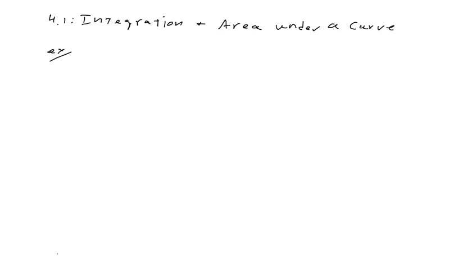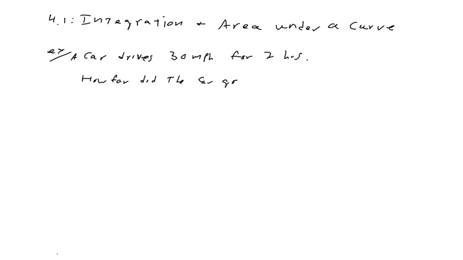Let's say that you have a car. The car drives 30 miles per hour for 2 hours. This is an example of a situation, a description of some real life scenario. My question is, how far did the car go? What is the distance that the car traveled? It was driving 30 miles an hour for 2 hours. How far did the car go?